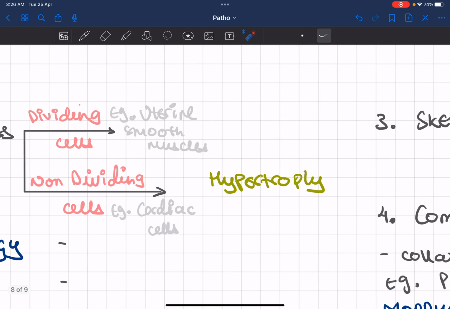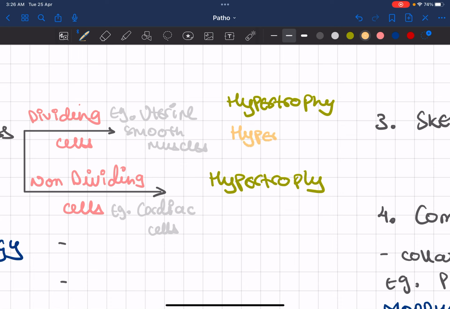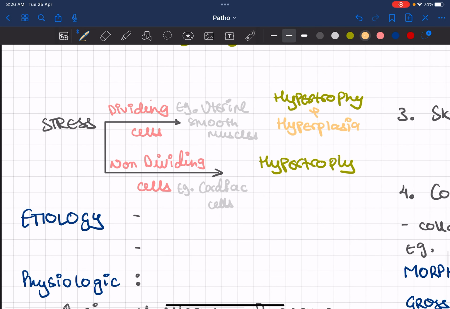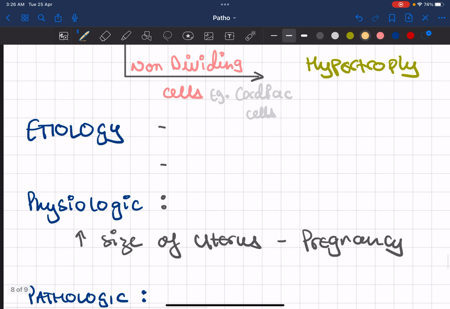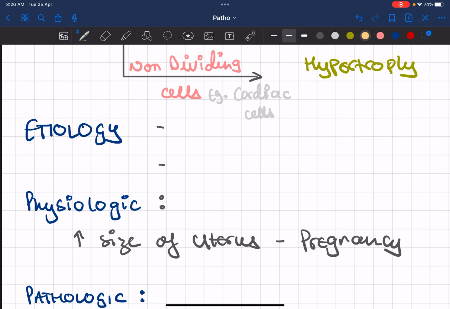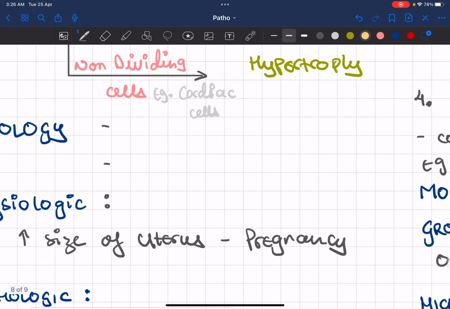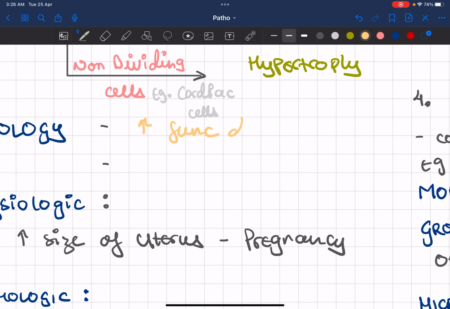But when stress occurs in dividing cells, it causes not only hypertrophy, but it also undergoes hyperplasia. Usually in dividing cells, hypertrophy and hyperplasia go hand in hand. It's quite common. But what is the cause of hypertrophy? Why does hypertrophy happen in the first place? It is usually due to increased functional demand or due to increased hormonal stimulation.